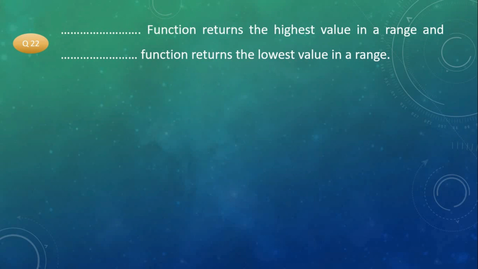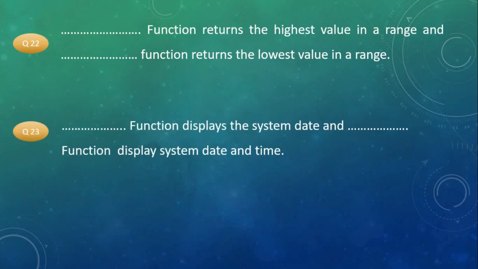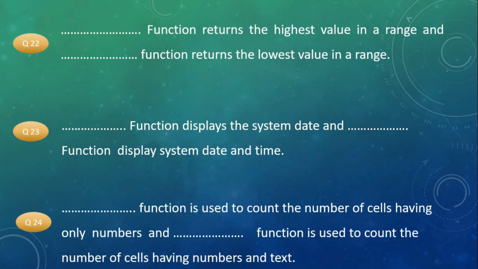Dash function returns the highest value in a range, and dash function returns the lowest value in a range. Dash function displays the system date, and dash function displays system date and time. Dash function is used to count the number of cells having only numbers, and dash function is used to count the number of cells having numbers and text.